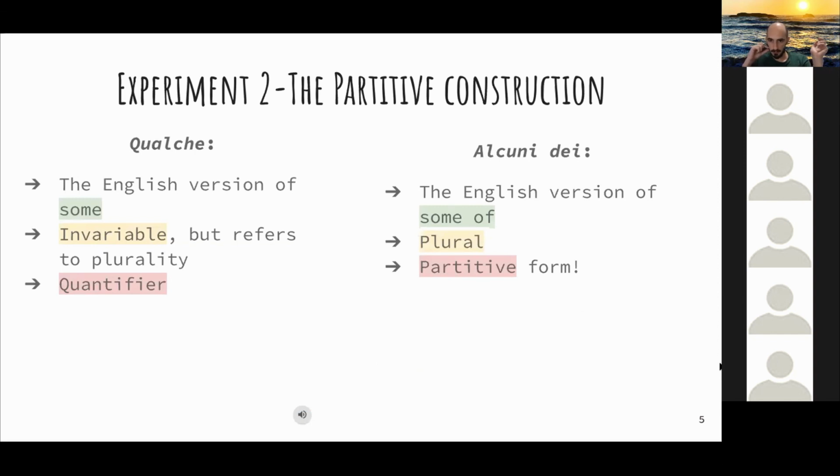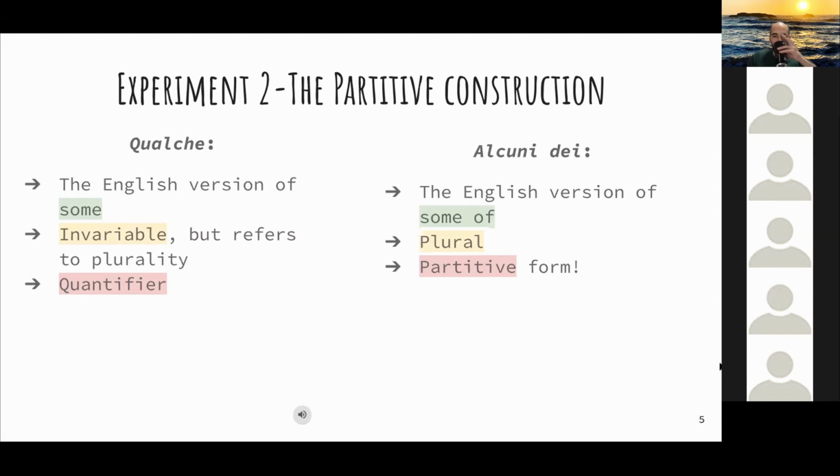Before actually telling you the method that the scientists used, I would like to explain a little bit of theory in order to understand better. So in Italian, since the children were all Italian, in Italian there's the word qualche, which refers to the English version of some, and which is a quantifier, and then you also have alcuni dei, which is referring to the English version of some of, and which is a partitive. For those who are not familiar with the word partitive, it simply means a part of something coming from a whole.